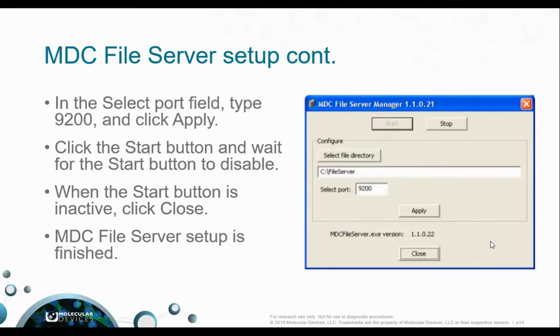Now in the select port field, you type 9200 and click apply. And then you click the start button and wait for the start button to disable. When the start button is inactive, click close. Then the MDC file server setup is finished. It's very easy.